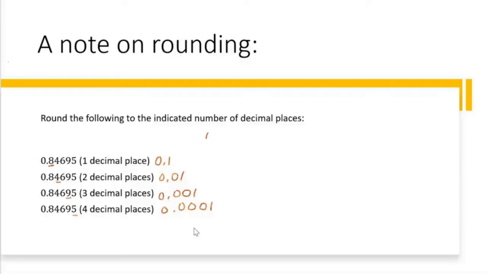Let's look at that. So 0.84695 to the nearest tenth means we're only interested in whether or not this 8 stays an 8 or changes to a 9. To do that, we look at the next decimal value. If it's a value less than 5, we round down from 0.84 to 0.80, though we'll only write 0.8. If it was a number 5 or greater, we would have rounded up to 0.9.